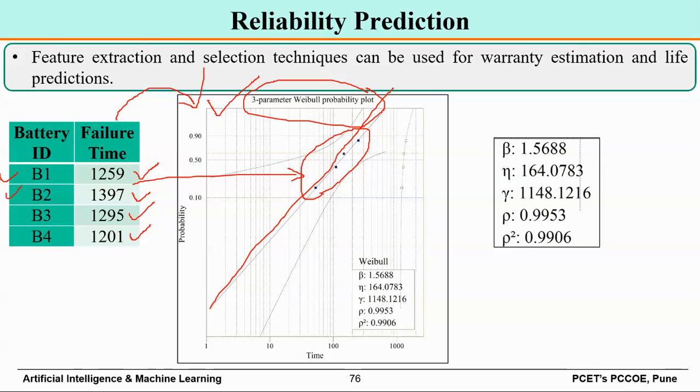Similarly in case of Weibull, when we talk about Weibull, beta, eta and gamma, these are the three parameters, because for this particular data set we are fitting that data to that model and we are getting these parameters.